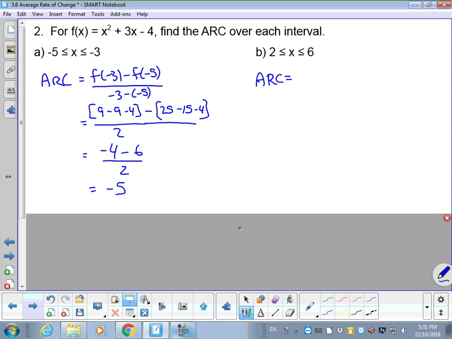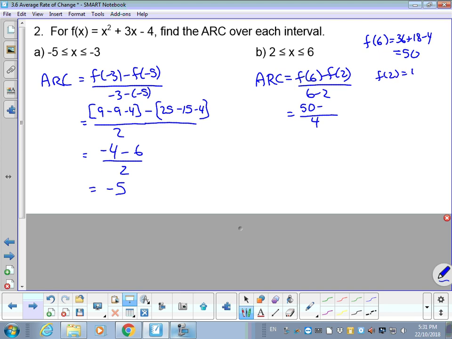This would be f of 6 minus f of 2 over 6 minus 2. So that's pretty nice, but there's some work going on the top. So maybe we're going to say that f of 6 is equal to 36 plus 18 minus 4, and that's not a number I can think of quickly, 50. So that's going in this location. Then I'm subtracting f of 2, which is going to be 4 plus 6 minus 4, which is 6, and then putting the answer in.